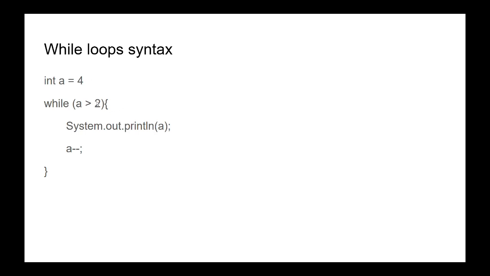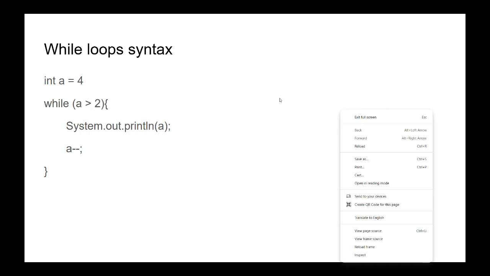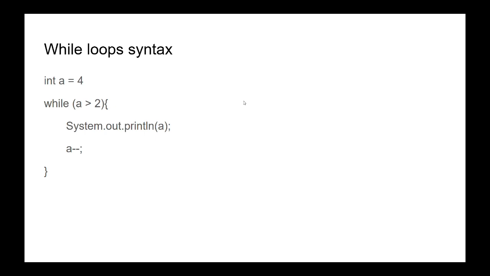But so while a is greater than 2, we're going to print out a, and then decrement, so the opposite of an increment, a. So it's going to print out 4, a turns into 3. 3 is still greater than 2. Print out, oh no, spoilers. Print out 3, then it turns into 2. 2 is not greater than 2, so the loop ends and continues with whatever else you're doing with the glorious program.